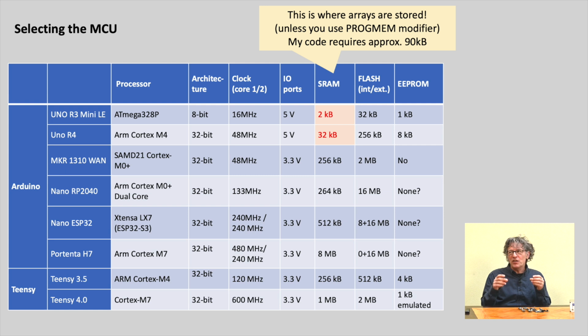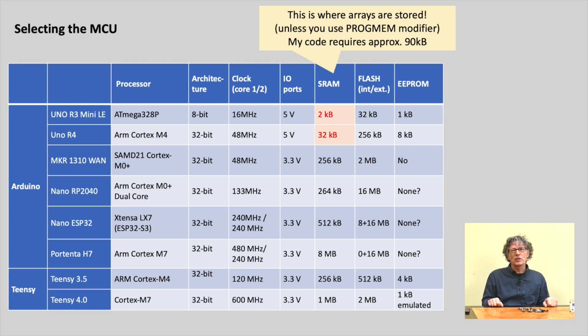And the thing is that the Arduino uses the SRAM memory basically to store that information. And then you will see on this table already that Arduinos like the R3 and R4 are basically too small. They cannot store the arrays here.